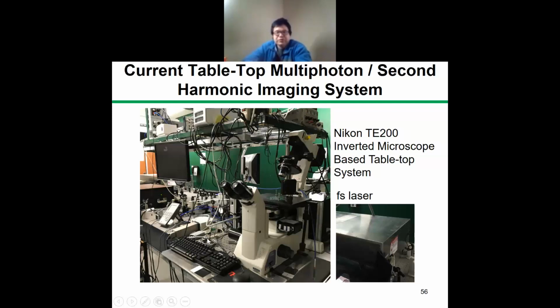This is the original, conventional setup in nearly all the labs. They have a very bulky laser, but this laser is already miniaturized based on fiber. It's a fiber femtosecond laser. And this is the traditional one: people use a Nikon or Olympus inverted microscope to build the benchtop system. But this is just the start. It basically proves the concept that you can image the tissue.